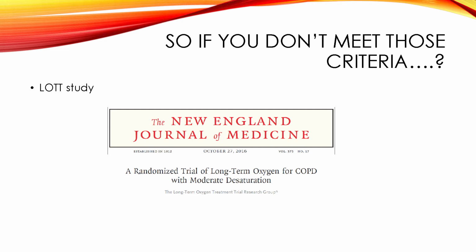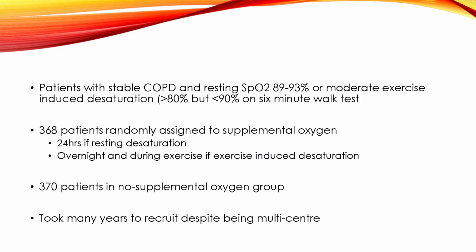And in 2016, there was a large trial published called the LOT study, which is the group that ran this study, looking at moderate desaturation in patients with COPD. So stable COPD with a resting oxygen saturation between 89 and 93, so in our normal target range, or moderate exercise-induced desaturation, so between 80 and 90% on a 6-minute walk test. And a 6-minute walk test is exactly that. You ask someone to walk as far as they can in 6 minutes.